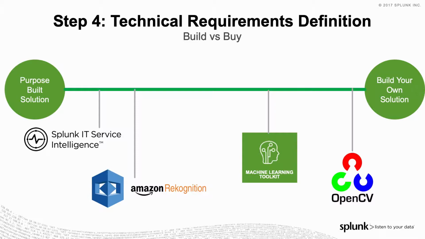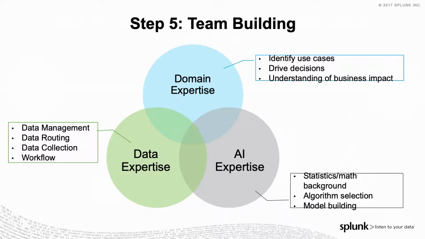Step 5 is about people. In order to succeed in your AI incorporation plan, you'll need to have the right nexus of skills. According to our ML advisory team, a group of Splunk experts dedicated to providing free advice for customers with AI projects, the most successful groups are the ones that have an intersection of data skills, AI expertise, and domain expertise.